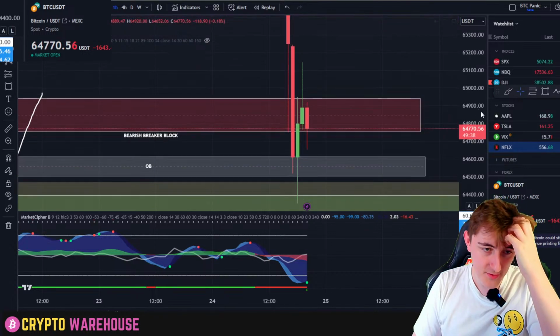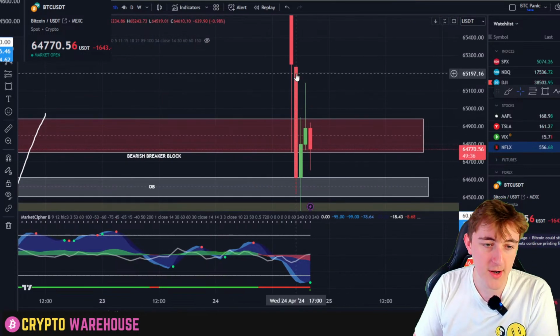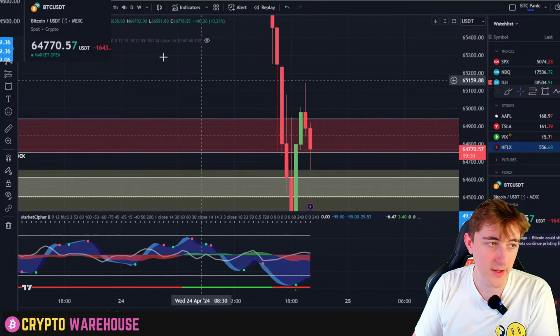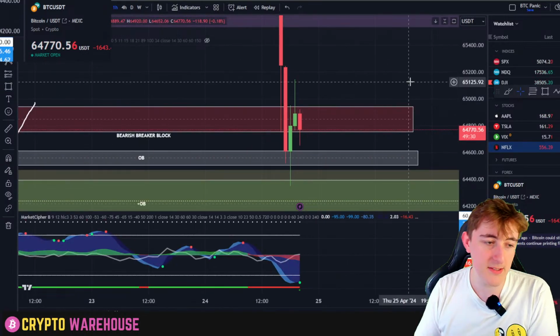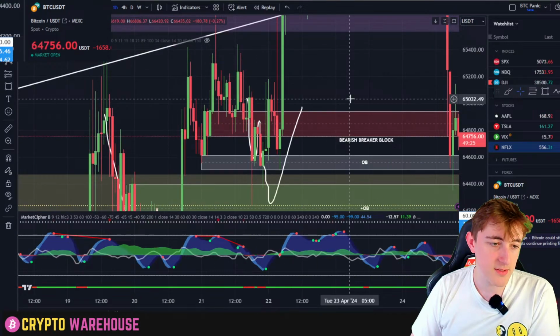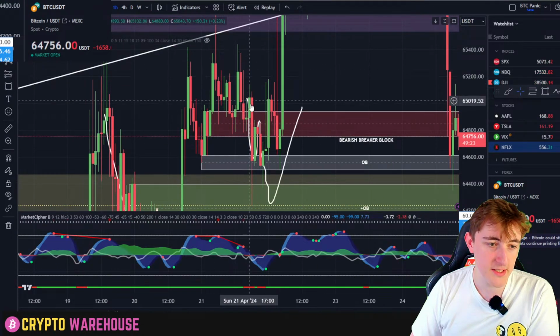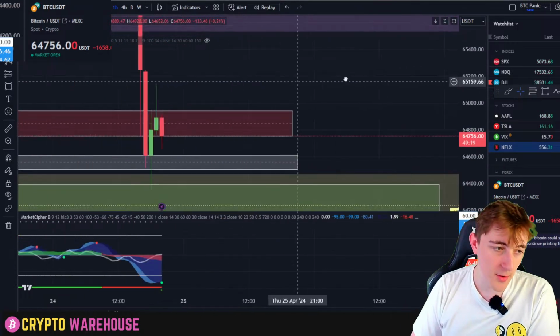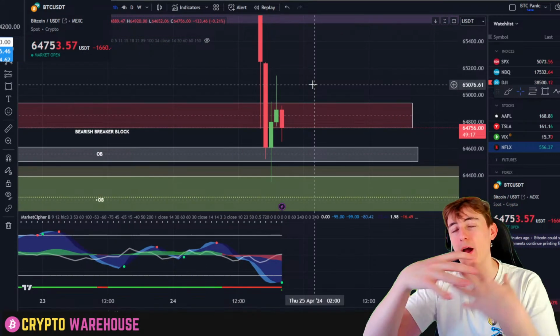And now we are kind of stuck below the breaker block. We tried, we failed. If I go into the 30 minute, we might be able to see that. Yeah, we tried to get up, just failed. So it seems like we might be a bit stuck below this breaker block, but we've already come up above it a couple times. Obviously, we produced it, we slipped, and when we came up, we just absolutely rocketed. So I don't know how hard it is going to be to get above this again.